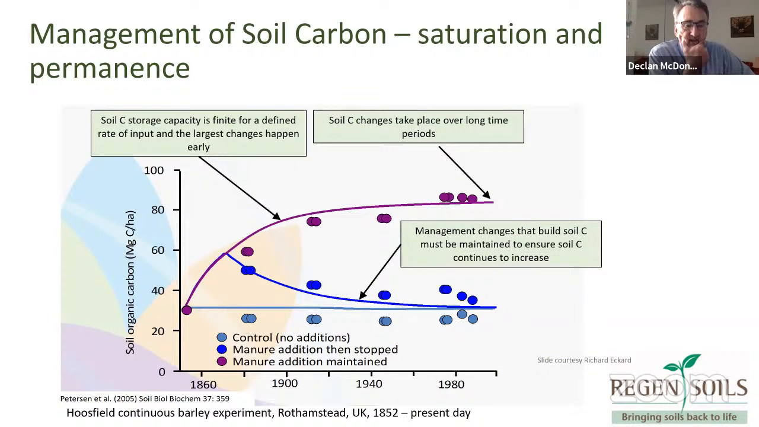We looked at this previously, but I'm putting it up to remind us all that the purple line is showing that soil carbon storage capacity is finite for each soil type. And we talked about that. The clay content is a really significant influence on the amount of carbon that any soil can hold. And that changes in carbon take place over long periods of time.